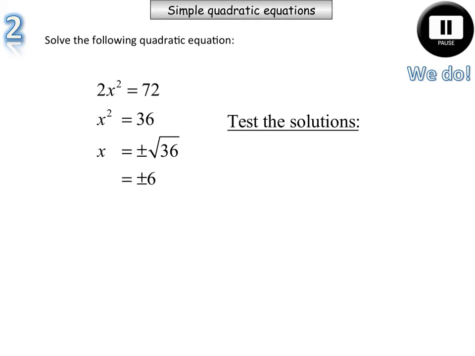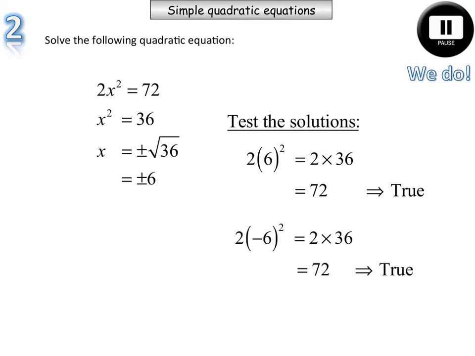Make sure that we can verify that this is correct. So 2 times 6 squared, which is the same as 2 times 36, 72. That is correct, so that's true. Same thing with a negative 6, sub that in, it's also 72. That's true, so both of those solutions are correct. Positive and negative 6.